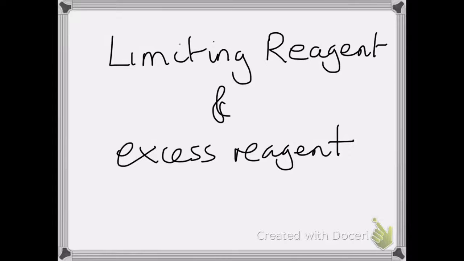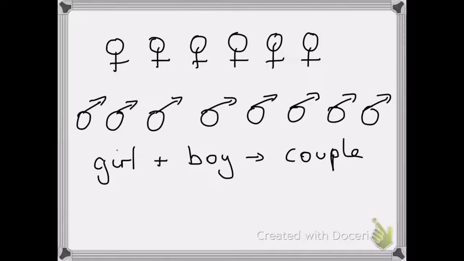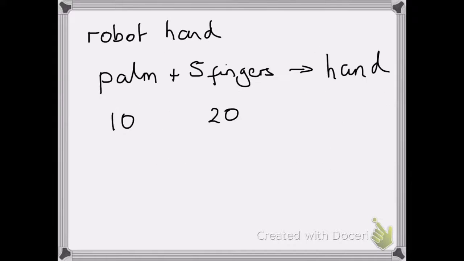The purpose of this video is to help you to determine the difference between limiting reagent and excess reagent. Imagine you go to a school disco where there are 6 girls and 8 boys. If we have the reaction girl plus boy goes to couple, you should be able to see that 6 girls will react with 6 boys to form 6 couples. So in this example, all the girls will have reacted, 6 of the boys will have reacted, to leave 2 left over. In this case, the limiting factor is the number of girls, and the excess reagent is the number of boys. There will be 2 boys left over.